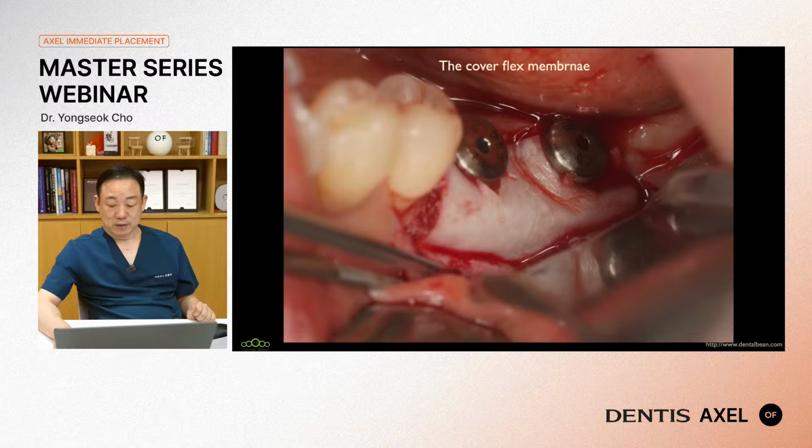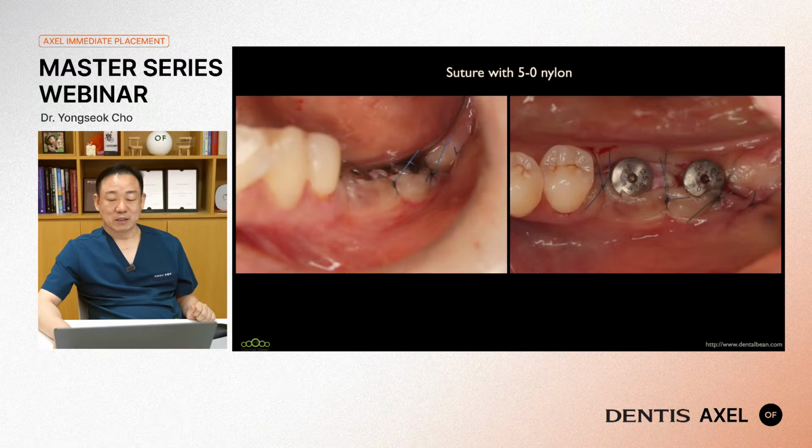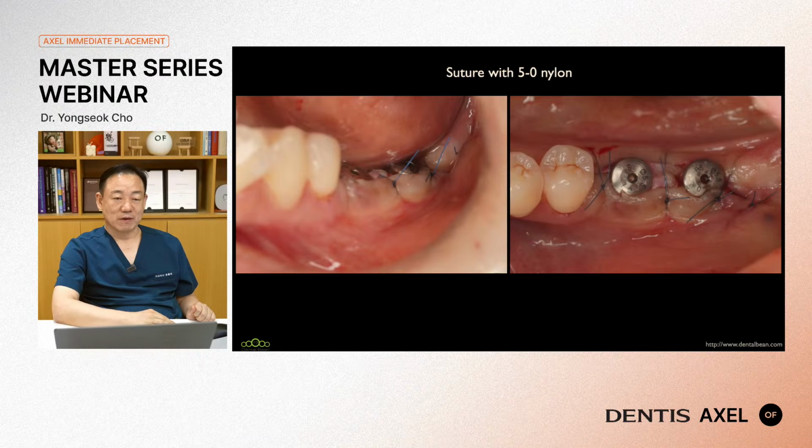Okay. Then carefully approximate the flap. Okay. I rotated the flap between the healing abutments, so I can get a primary closure.